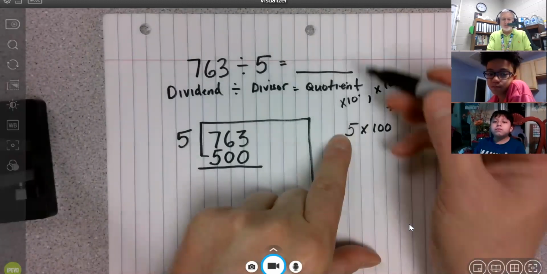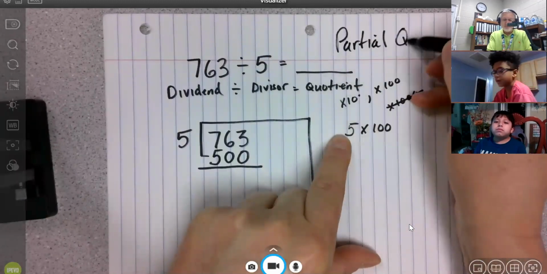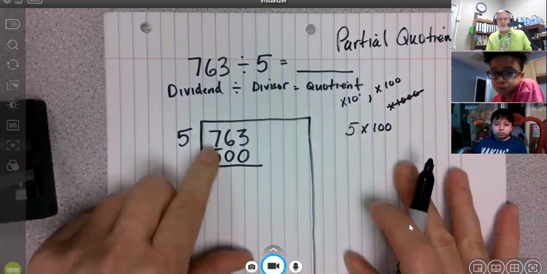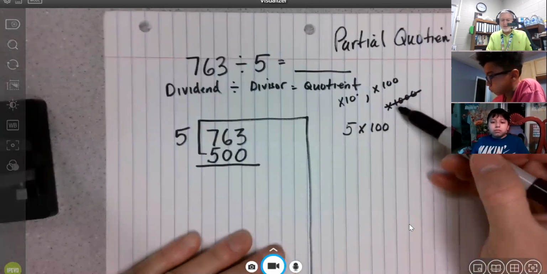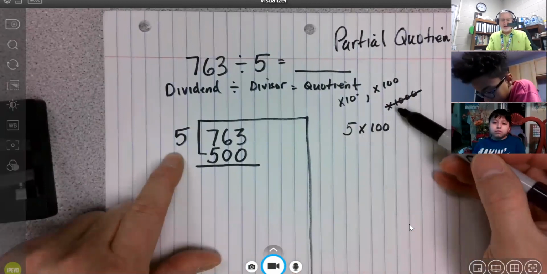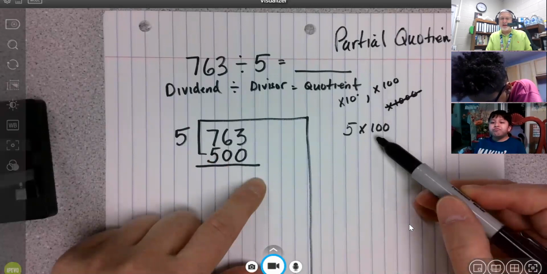So in our partial quotient strategy, we do all of our work to the right of our division symbol. This is where we do our multiplication. So we've already figured out, Israel, that I cannot make 1,000 groups of 5 because it's too much. But we figured that we could make 100 groups of 5.